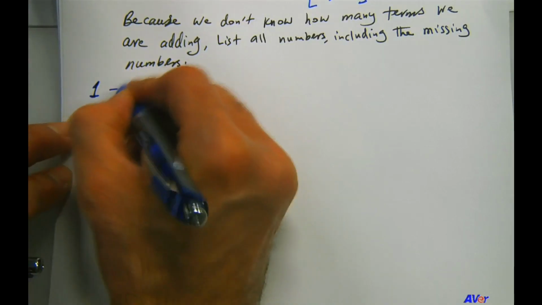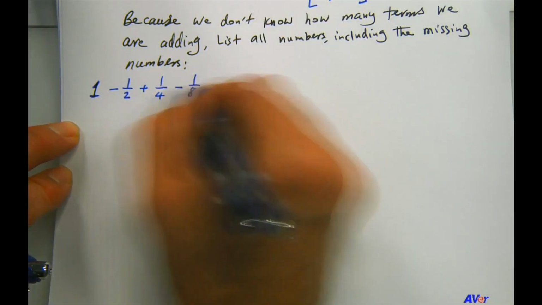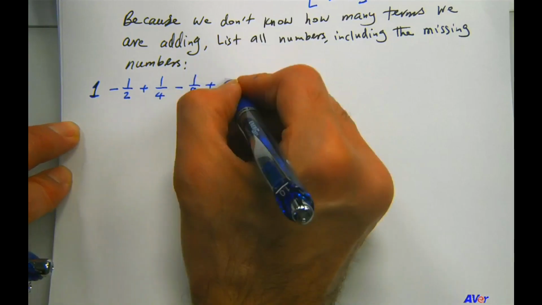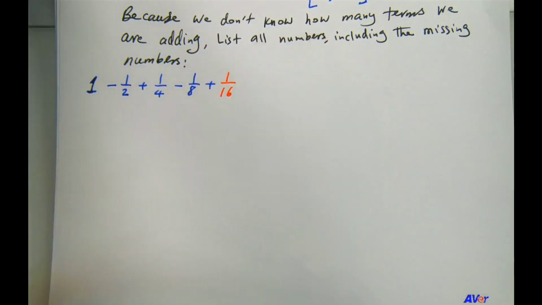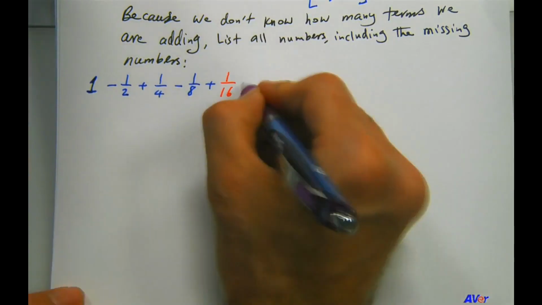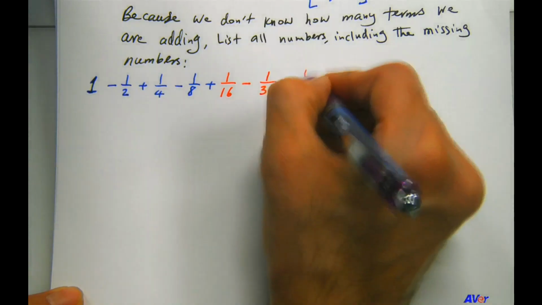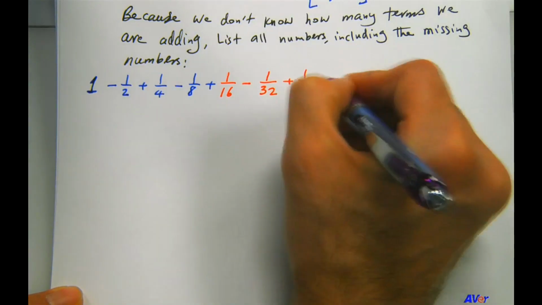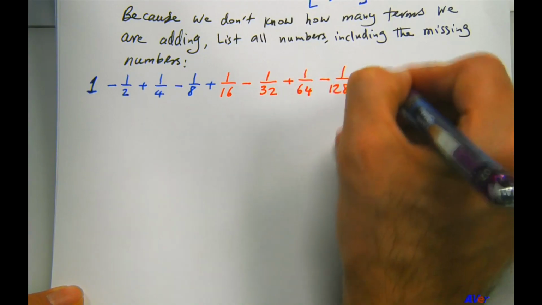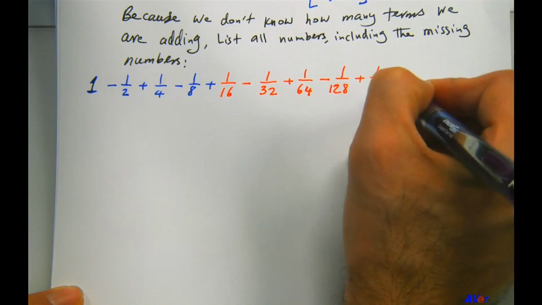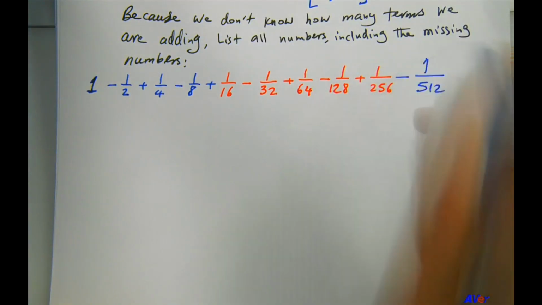I'll try to fit it across the page. We have 1 minus 1/2 plus 1/4 minus 1 over 8. So far, we were given all this. Now, these are the missing terms, right? I'm going to write them in red. Plus 1 over 16, minus 1 over 32, plus 1 over 64, minus 1 over 128, plus 1 over 256, and then minus 1 over 512, which we were given, right?